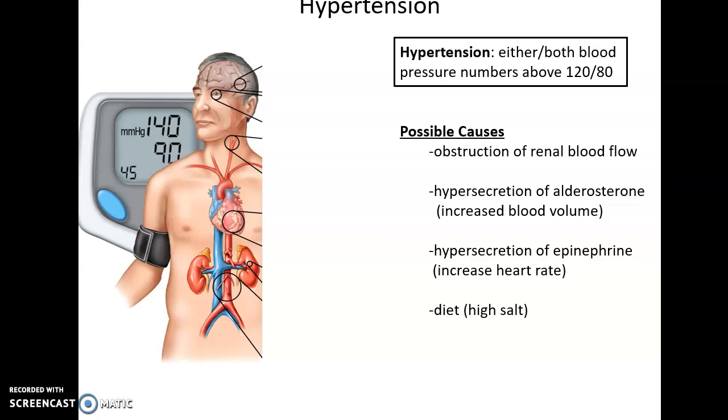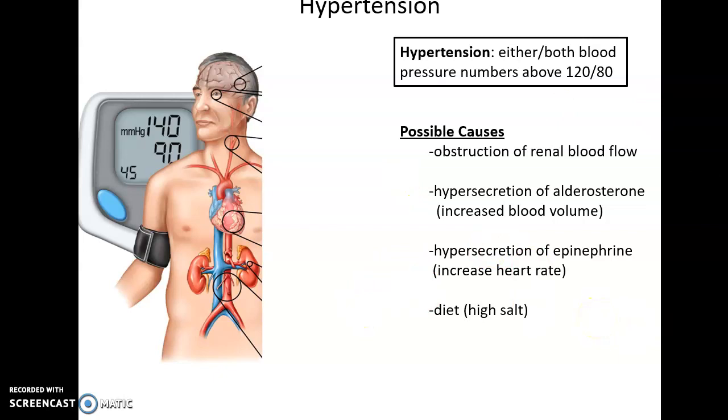And of course, another cause could be diet. A very unhealthy diet leading to blood vessels being too occluded with fatty deposits. Could be a high salt diet. If you eat too much salt, it can cause your blood pressure to increase significantly. So these are possible causes of hypertension, chronic high blood pressure.